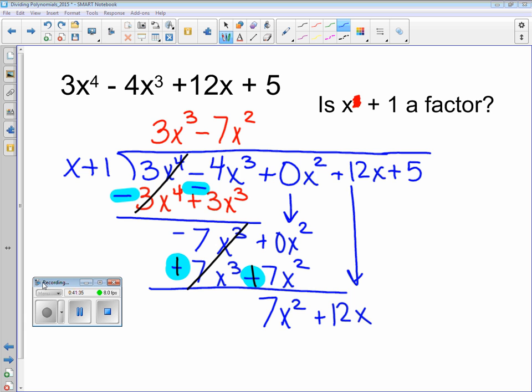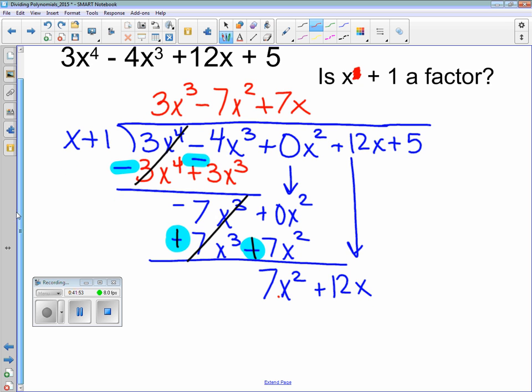Just 7x. Because I have an x, right? So plus 7x. There's already an x out here. So plus 7x. X times x is x squared. So I have 7x squared, and then I do it times 1, so I have plus 7x.